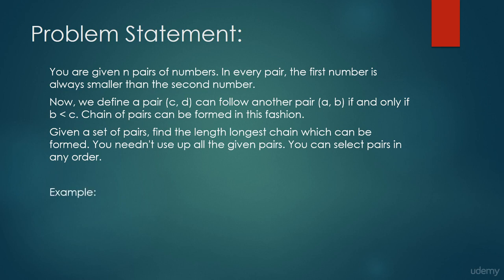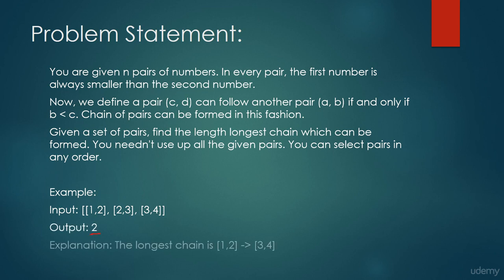So let's take an example just to understand what this is talking about. We're given a bunch of pairs. In this case, we have 1, 2, 2, 3, and 3, 4. And we're supposed to output the longest chain that we can form in these pairs. A possible longest chain here is of length 2, and it is 1, 2, 3, 4. Now the reason this can form a chain is because 2 here is less than 3.